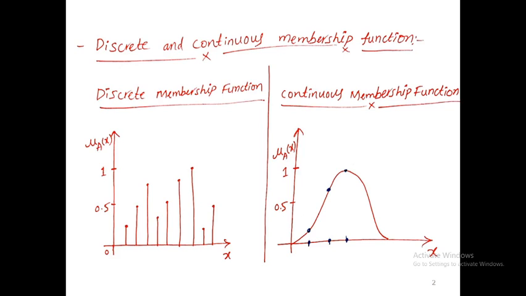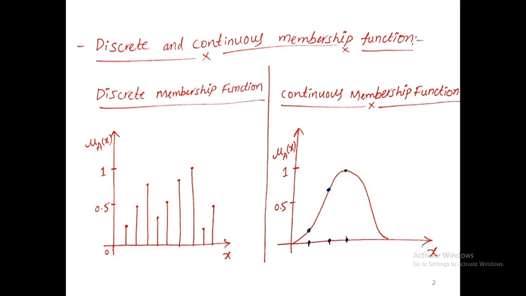Mu A of x is nothing but, here x represents the element, A represents the fuzzy set. In the fuzzy set A, there is an x element. The x element may be varying from 0 to infinity on the x-axis. Likewise, the corresponding membership value on the y-axis is 0 to 1. That is nothing but mu A of x, where x is varying from 0 to infinity.